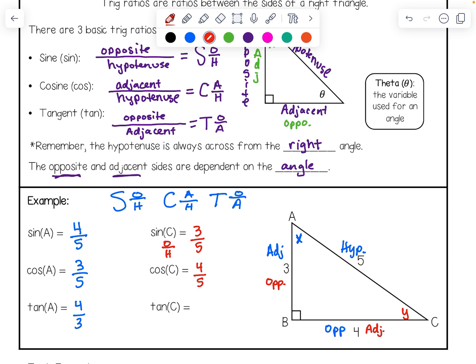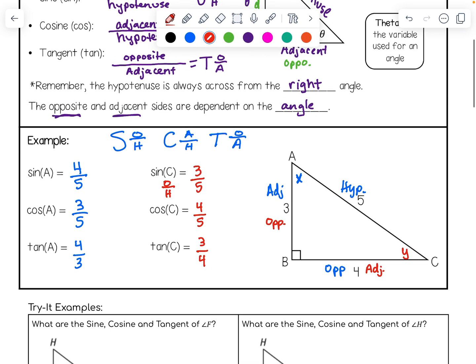And the tangent of C would be the opposite side over the adjacent side. So it would be 3 over 4. Now, if you look at these, when we take the two different acute angles, they just kind of switched a little bit. So notice that they're kind of inverses of each other.